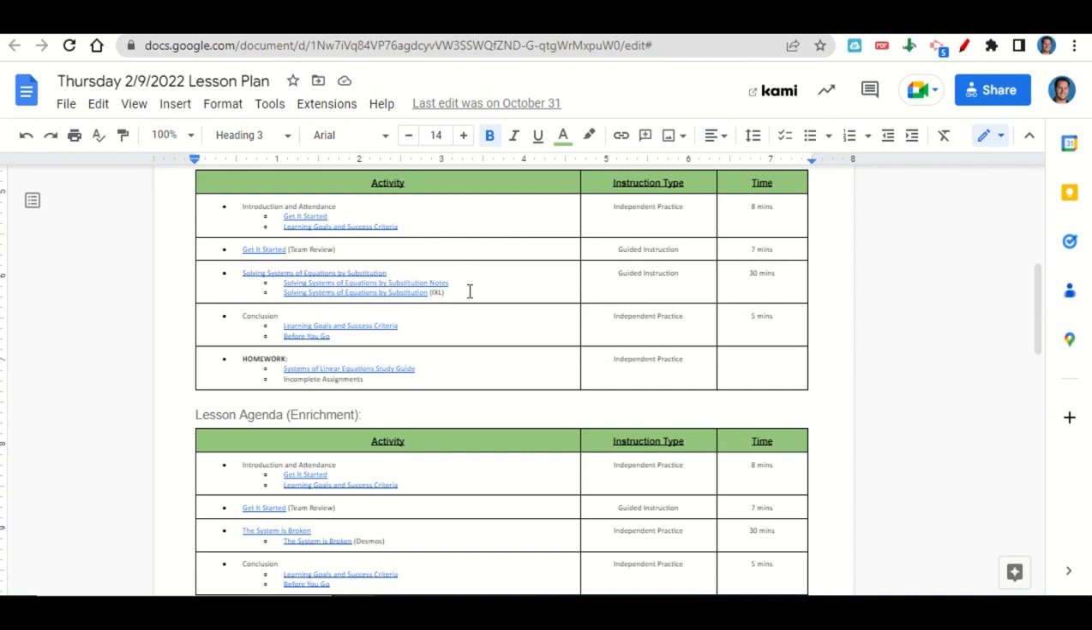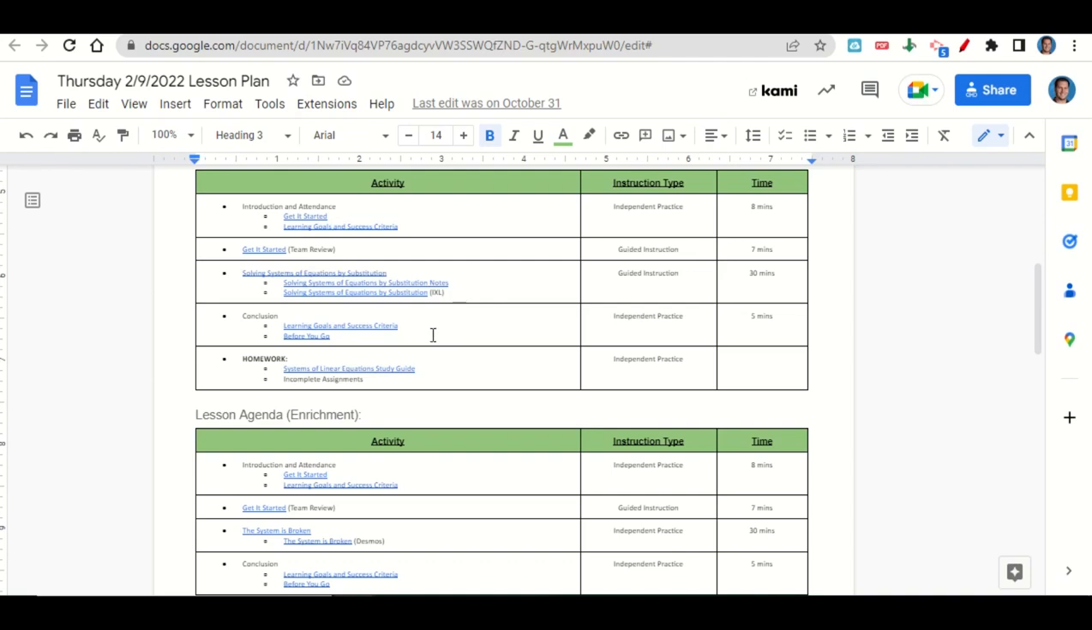Then you'll move on to the IXL activity called Solving Systems of Equations by Substitution. This is an activity we've already done, so if you've already gotten a smart score of 80, you'll move on and work on the System is Broken assignment on Desmos. If you have not gotten a smart score of 80, you'll finish up that IXL activity.